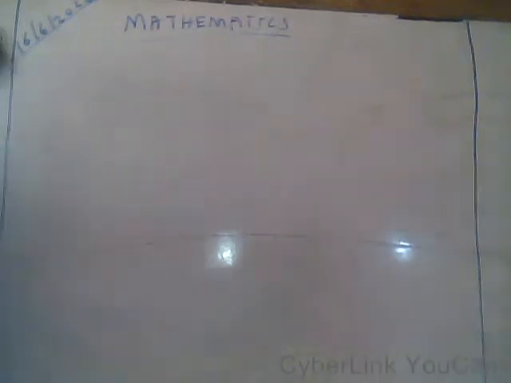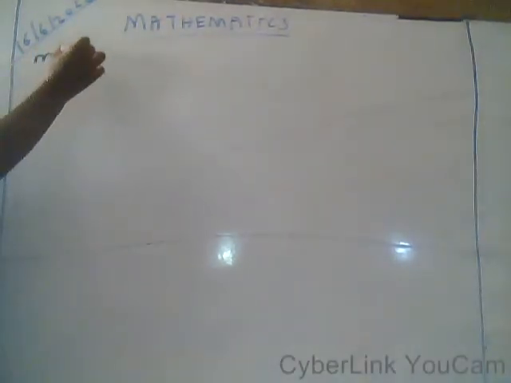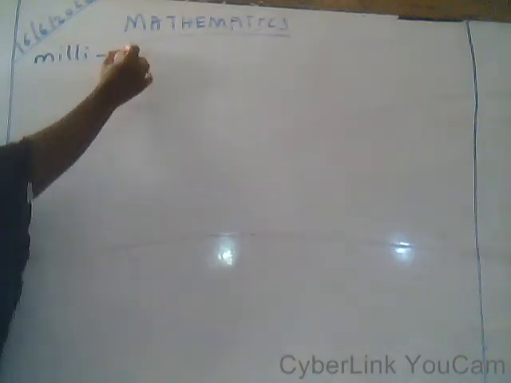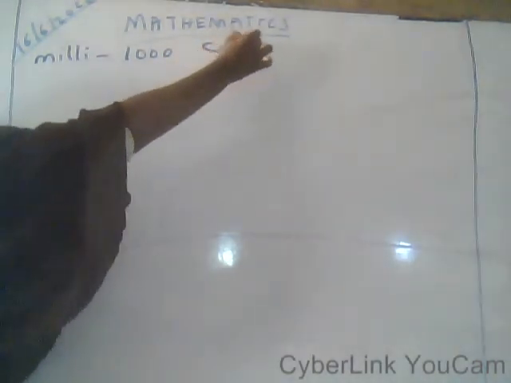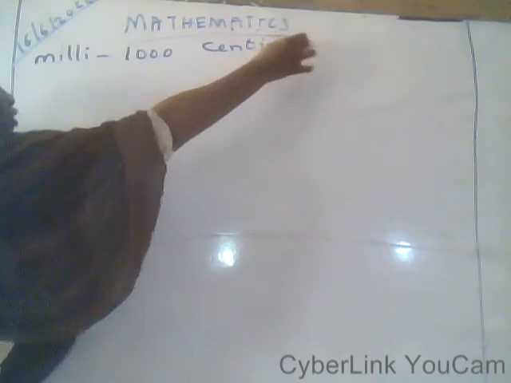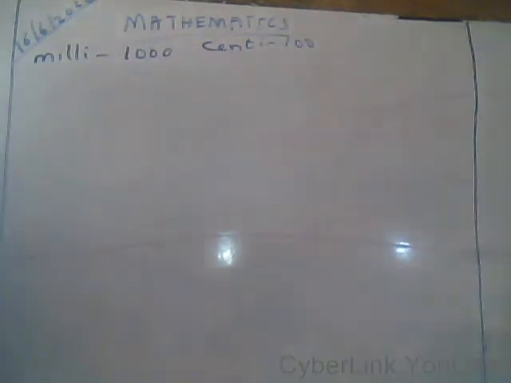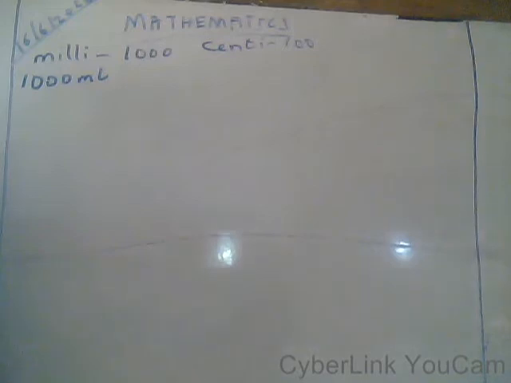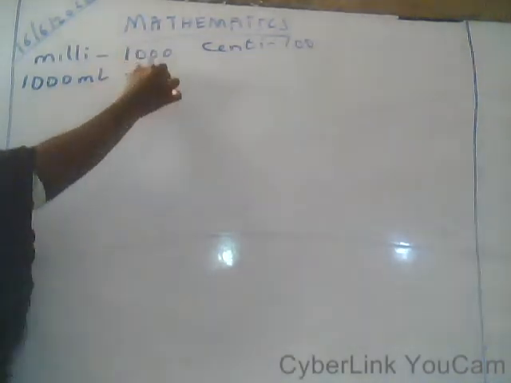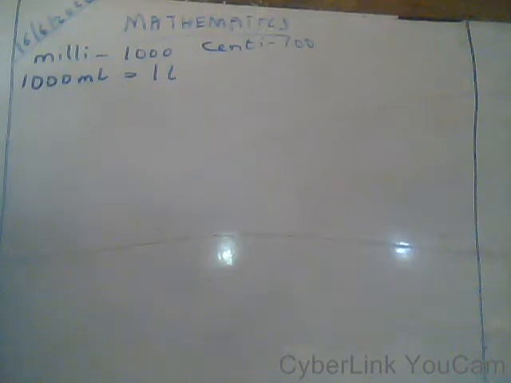If you say milli, you represent it with small letter m. It means 1000. And if you say centi, it means 100. Now, how do we convert this? How do we do this conversion from one unit to another? 1000 milliliter will give us 1 liter.